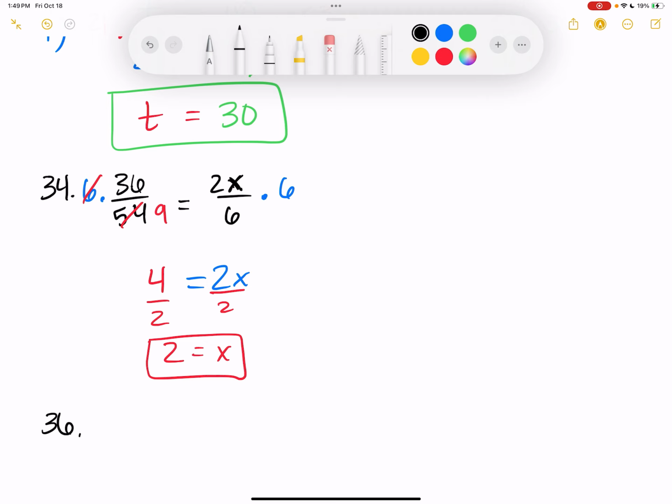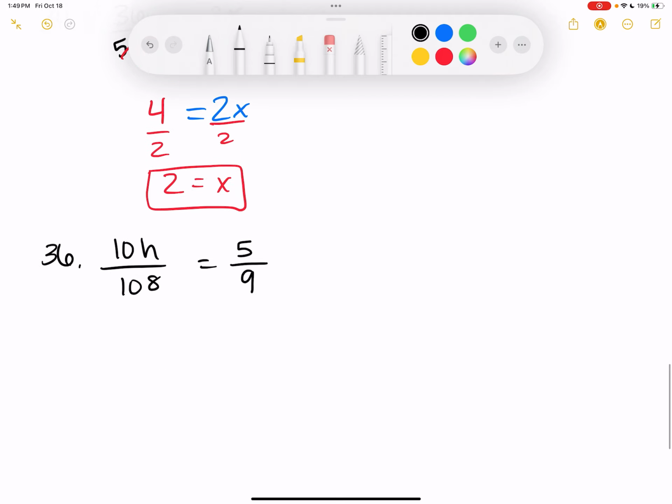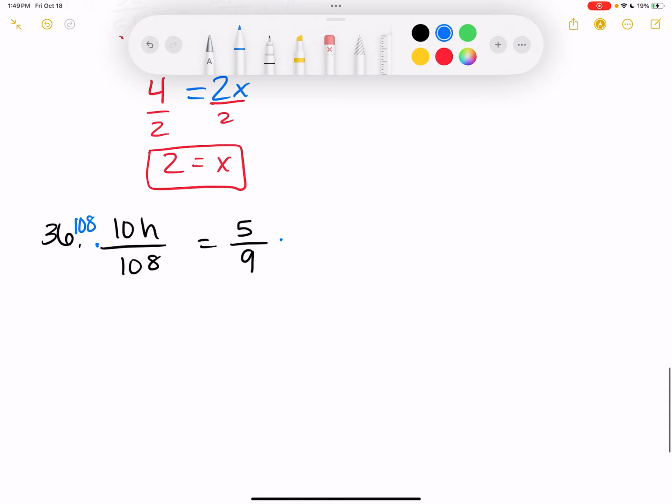36. 10h over 108 equals 5 over 9. What would my first step be? Multiply by 108. So I'm left with 10h over here. What do I have over here? 5 times 12 if you reduce. So 108 and 9 reduce to 12. 5 times 12 is 60. Now what? Divide by 10. So h equals 6.